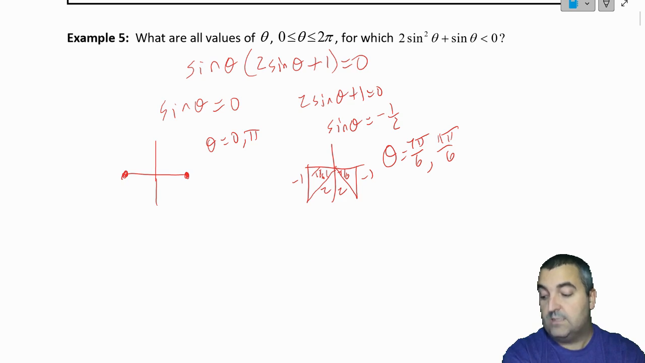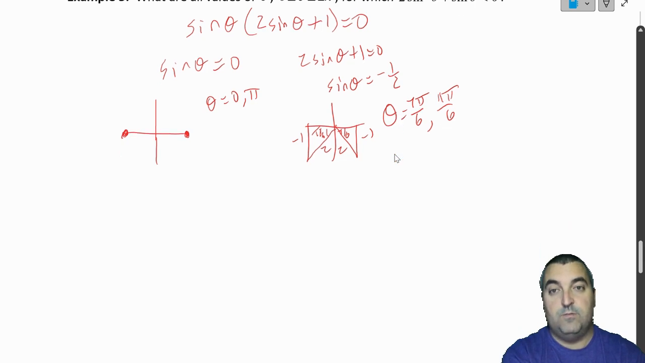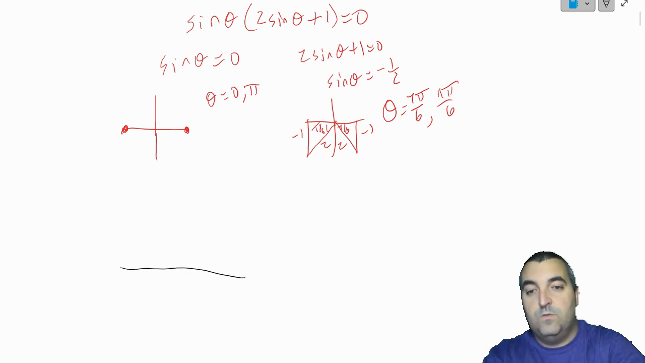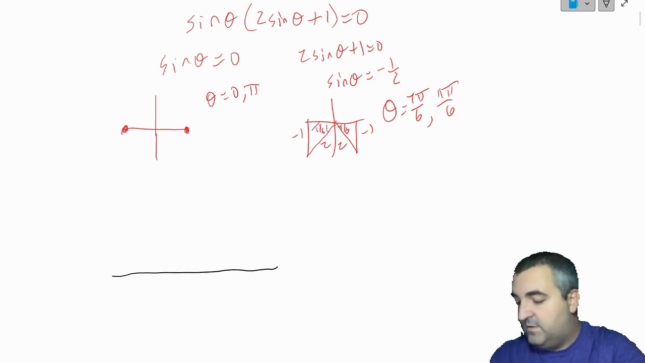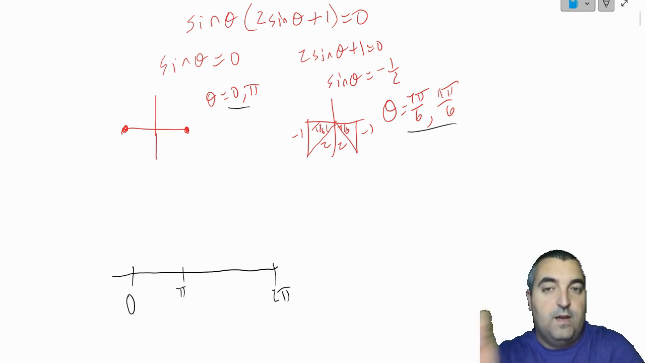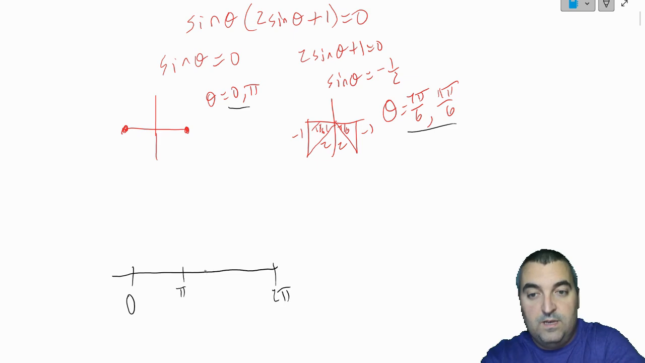11 pi over 6. Okay. So now what I'm going to do is I'm going to put these on a number line. And what we're going to do may be a little different than what you did before. One, we're going to include 0 and 2 pi, and then we're going to put all these on there. So 0 was already included, but then we have pi, which is the next number out of these 4, right? Pi is less than 7 pi over 6. Then we have 7 pi over 6, and then 11 pi over 6.